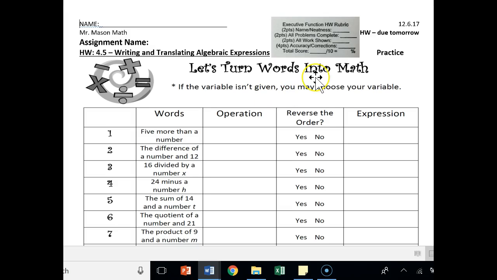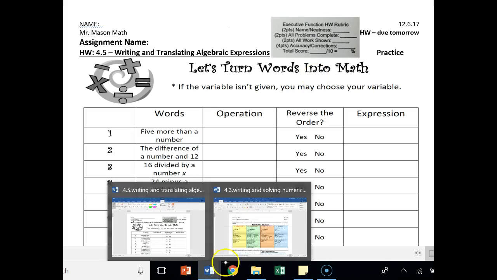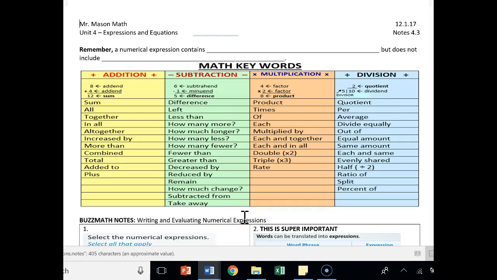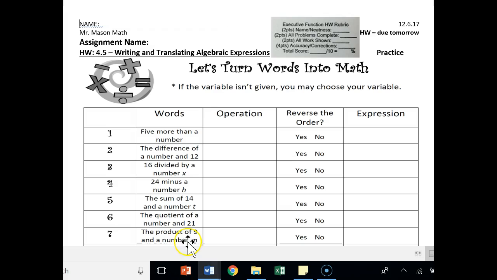If the variable is not given, you may choose your own variable. I like to choose X, but you guys go ahead and choose whatever you want. What you're going to want for this homework is Notes 4.3, because this math keywords chart is going to be extremely helpful in translating these algebraic phrases into algebraic expressions.